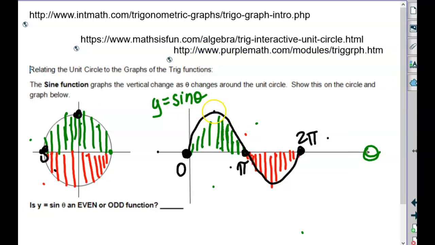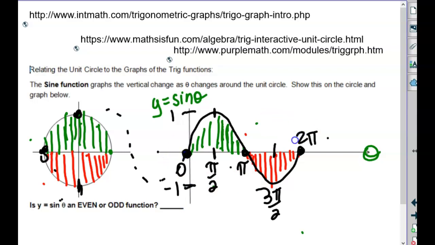It hit its maximum value of 1 right here at what value of theta? This is pi over 2, and it hit a value of 1. And what was this one down here? Do we know the unit circle enough to know what that's called down at the bottom? 3 pi over 2. And it was hitting the minimum of -1. Now, I've drawn one period. It actually repeats over and over and goes on forever.